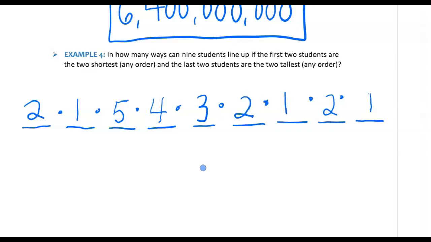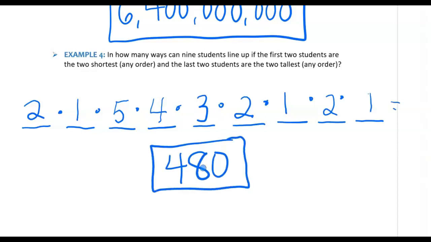Multiplying using the fundamental counting principle, we have 2 times 1 times 5 times 4 times 3 times 2 times 1 times 2 times 1 to get 480 options. So there are 480 different ways 9 students can line up given the above stipulation. This concludes example 4.